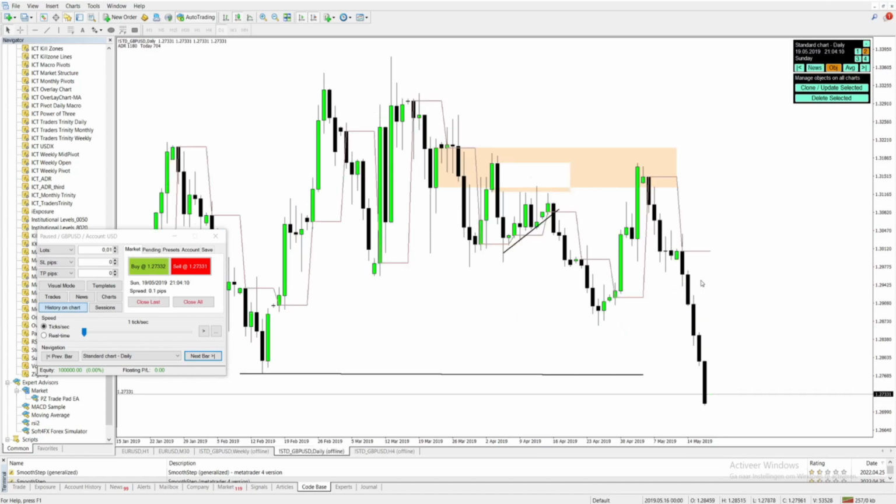So I hope you found this simulation helpful. We didn't do any entries, of course, but yeah, this is how I determine my institutional order flow, my bias, and all that kind of stuff.